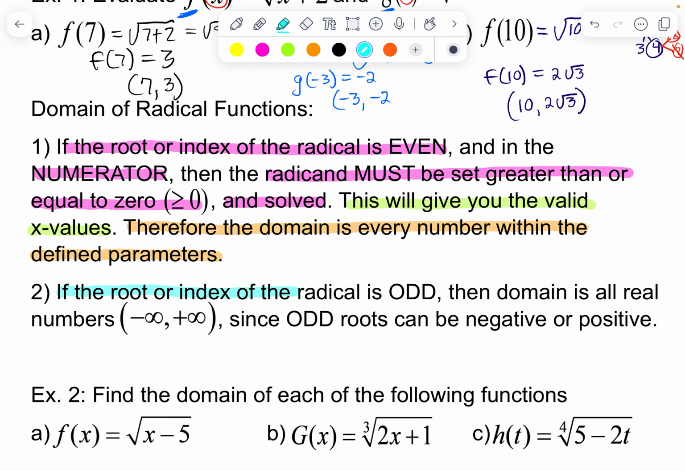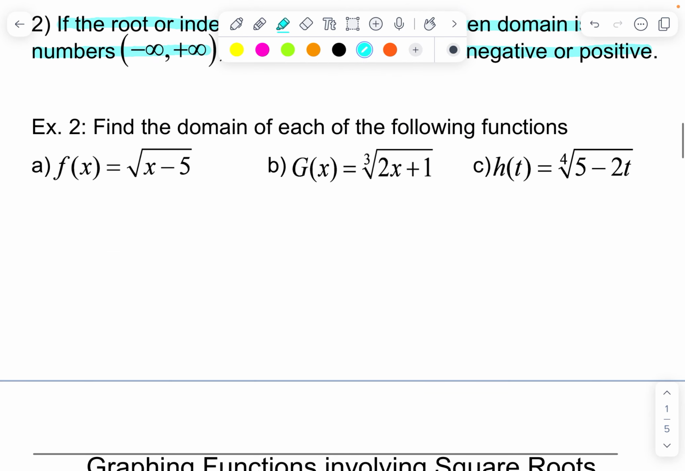If the root or index of the radical is odd, then the domain is all real numbers, since odd roots can be negative or positive. There are no limitations, there are no restrictions for odd indexed radicals. So let's find the domain of each of the following in example 2.